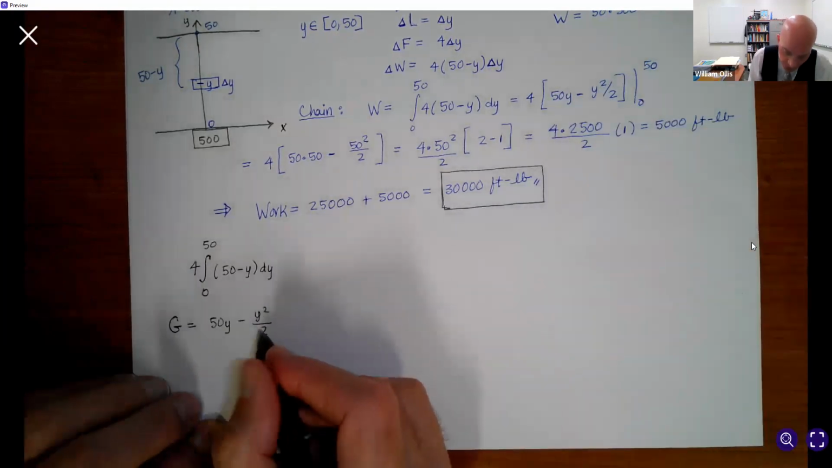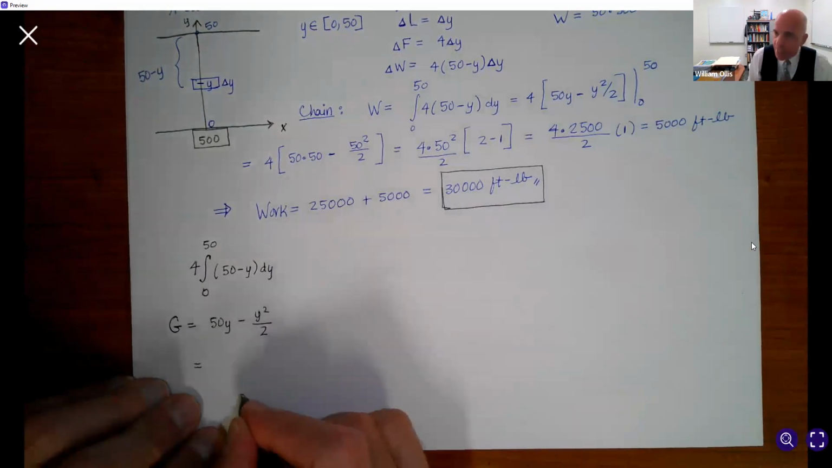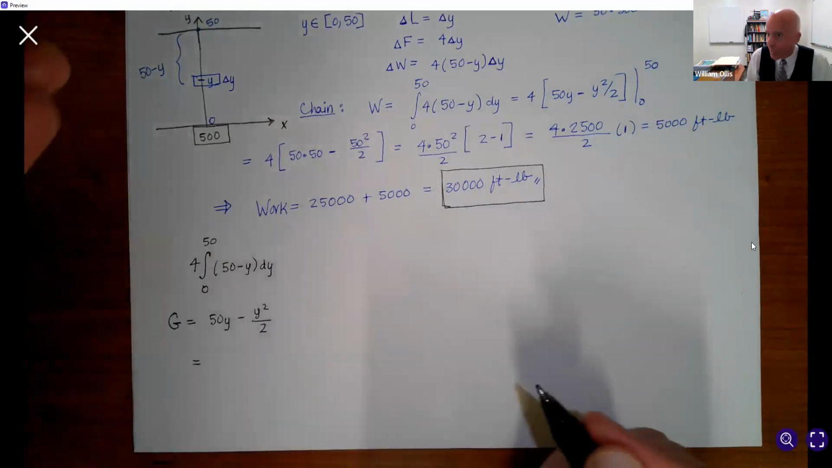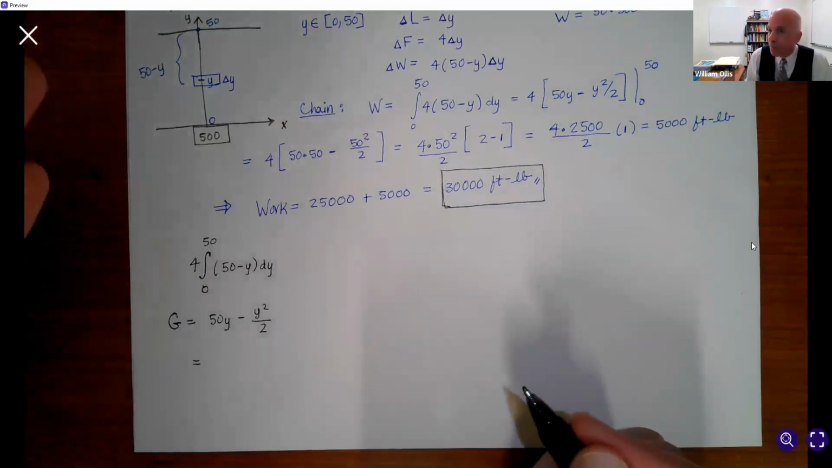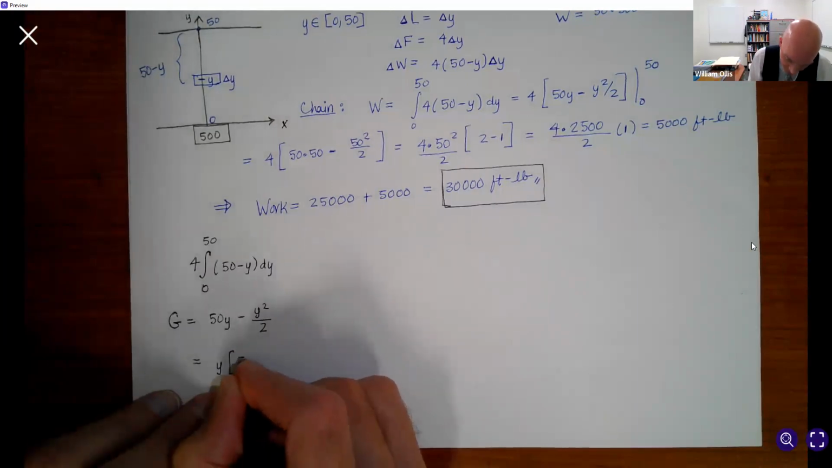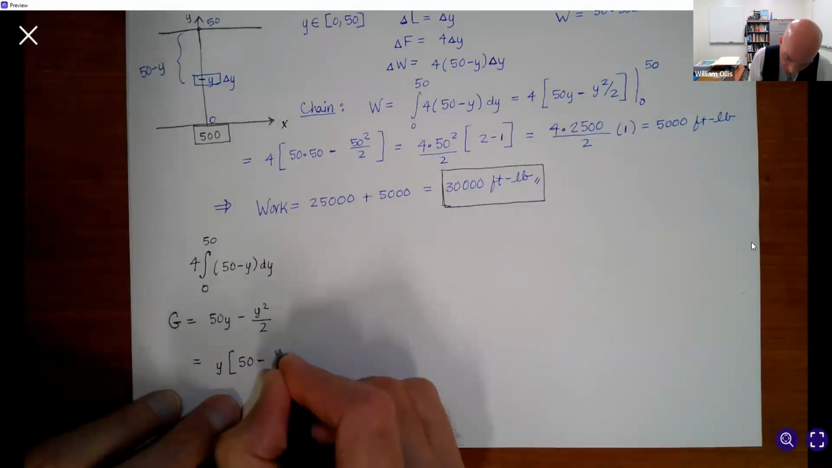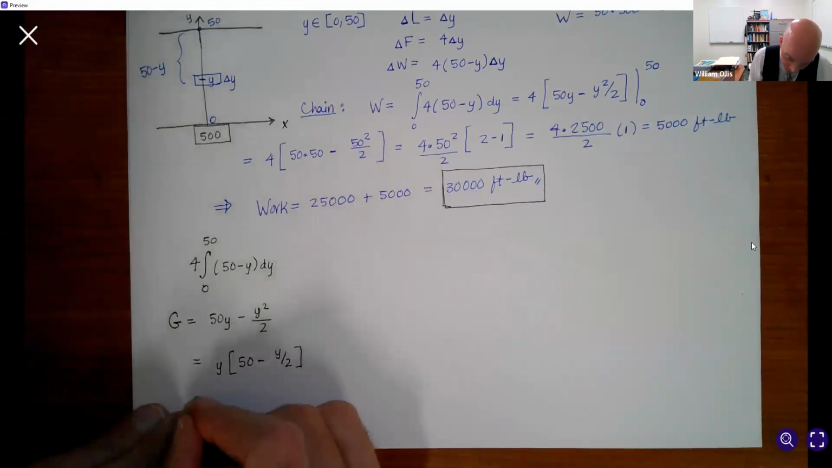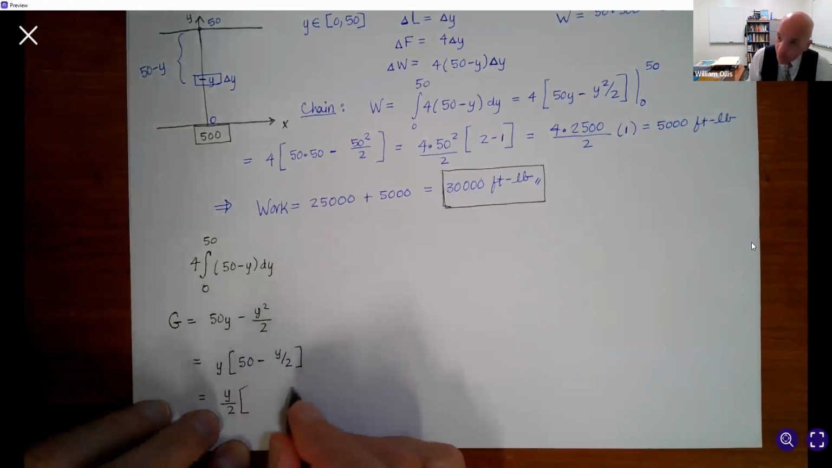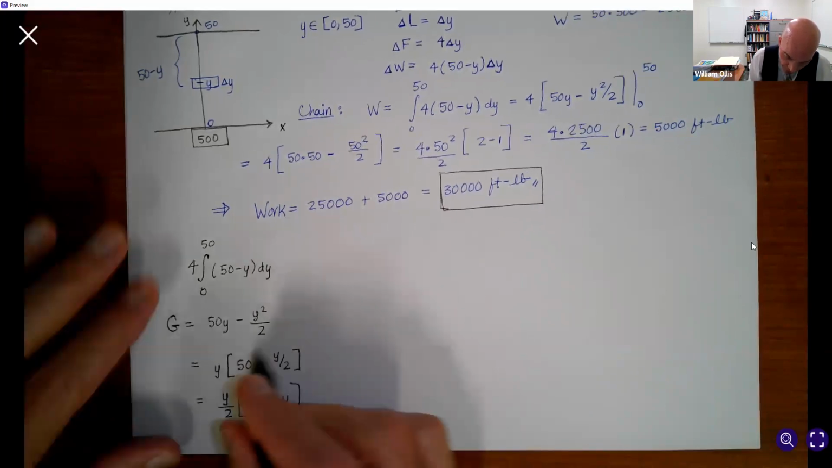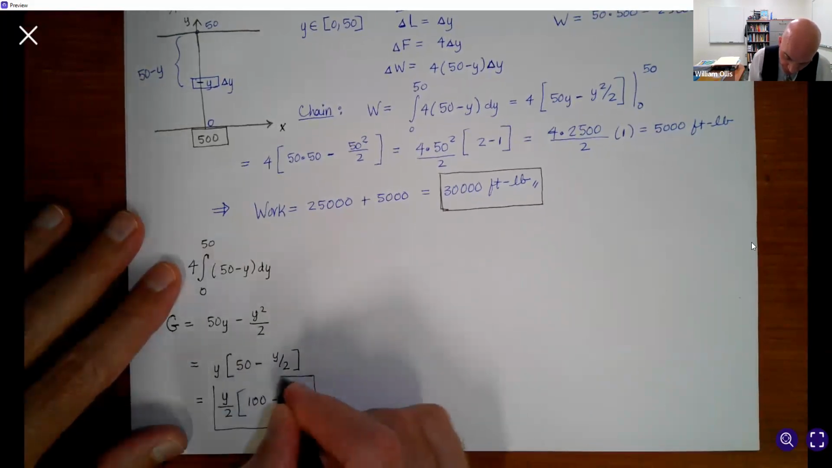But as I've been teaching you, I'm thinking that sometimes it's easy to manipulate the most general, or not the most general antiderivative, just an antiderivative to make the evaluation simple. So first, let's factor the y. So we get y times 50 minus y over 2. And then we can do a common denominator of 2. So we get y divided by 2, multiply the 50 by 2 gives us 100 minus y. So this can be a point of evaluation.